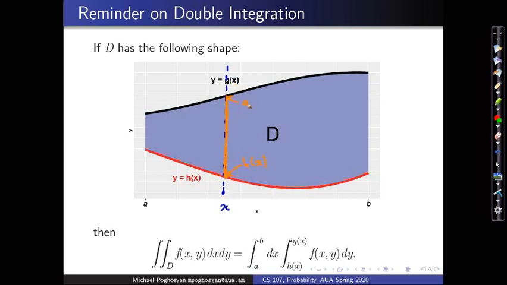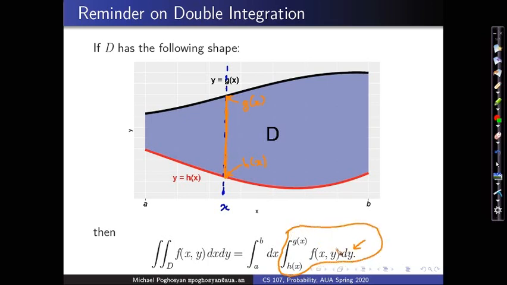If this is x, this is h of x, and this is g of x, because the equations are given by y equal to g of x and y equal to h of x. So my y will be between h of x and g of x to describe the points in D. So I'm writing: for y from h of x to g of x, the integral of our function f, the same function, with respect to y. First I'm calculating this inner integral.